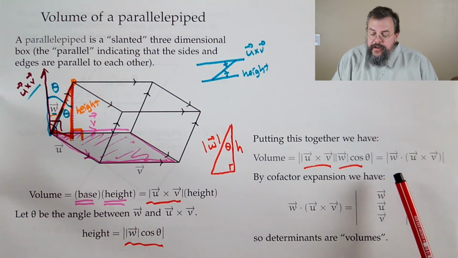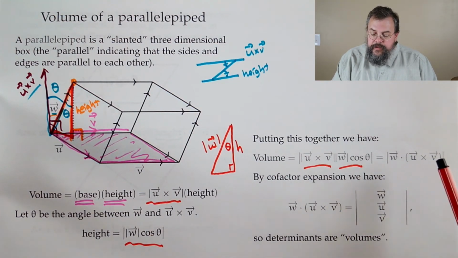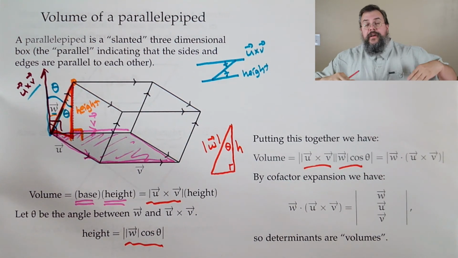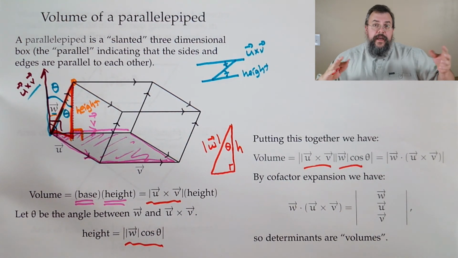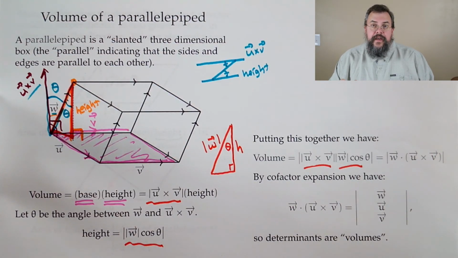Now, it doesn't matter which one is w, which one is u, which one is v. You can put them in any order. The end result will be the same. You might get a sign change, but remember, since you're taking the absolute value at the end, it's all going to work out. Now, here's sort of the fun fact.